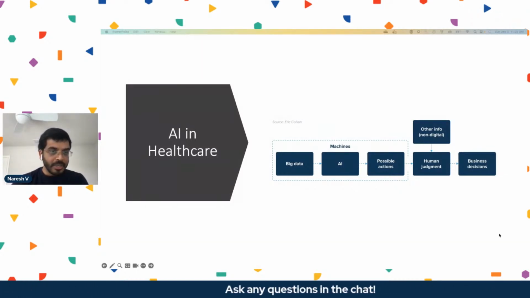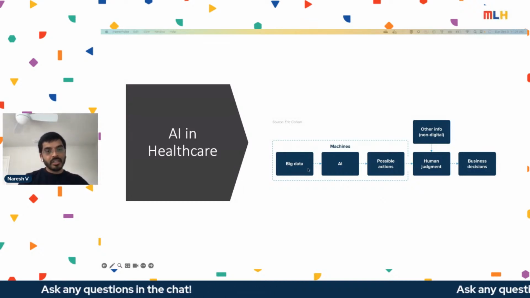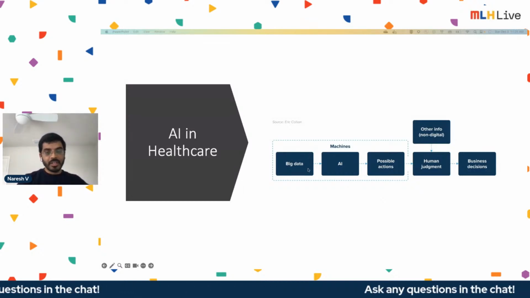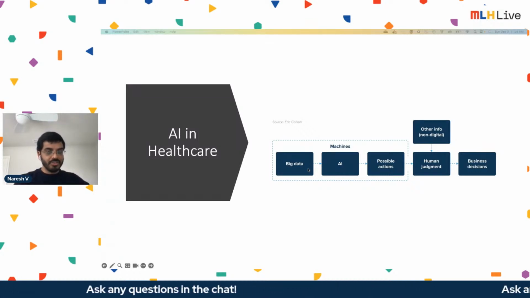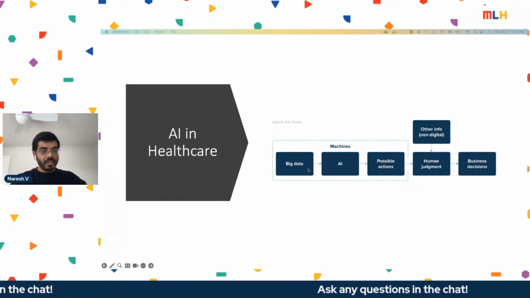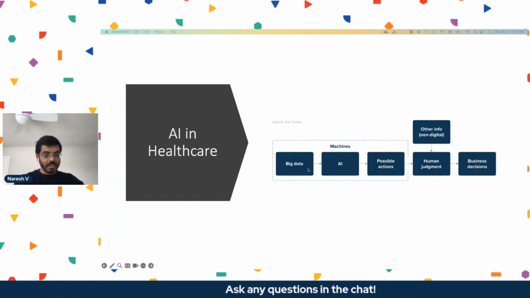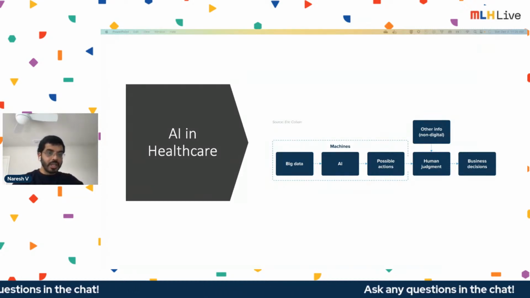So when you see the big data, that is where you collect the data from different sources. When it comes to healthcare, you collect the patient information, the healthcare provider information, sales information, claims information, prescribing information, and personal information as well. You combine that data, segregate it into different features, and then feed it into the AI model.